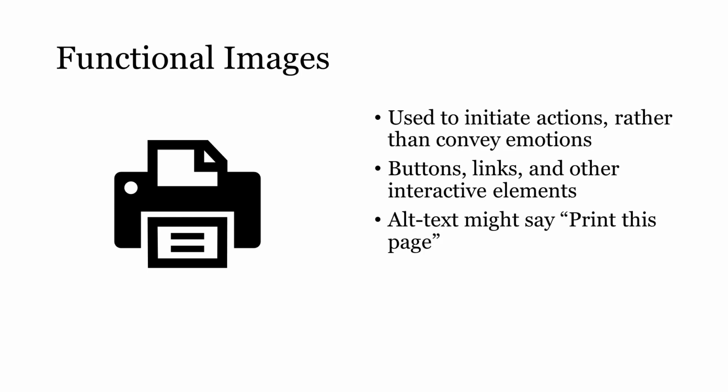Functional images are pictures or graphics that are used to initiate actions and often include buttons or images that link to a function. For example, you see a simple image of a printer, which might link to printing the document or web page. The alt text here could read, "Print this page," as it should instruct the audience to the action or function rather than simply describing the image.